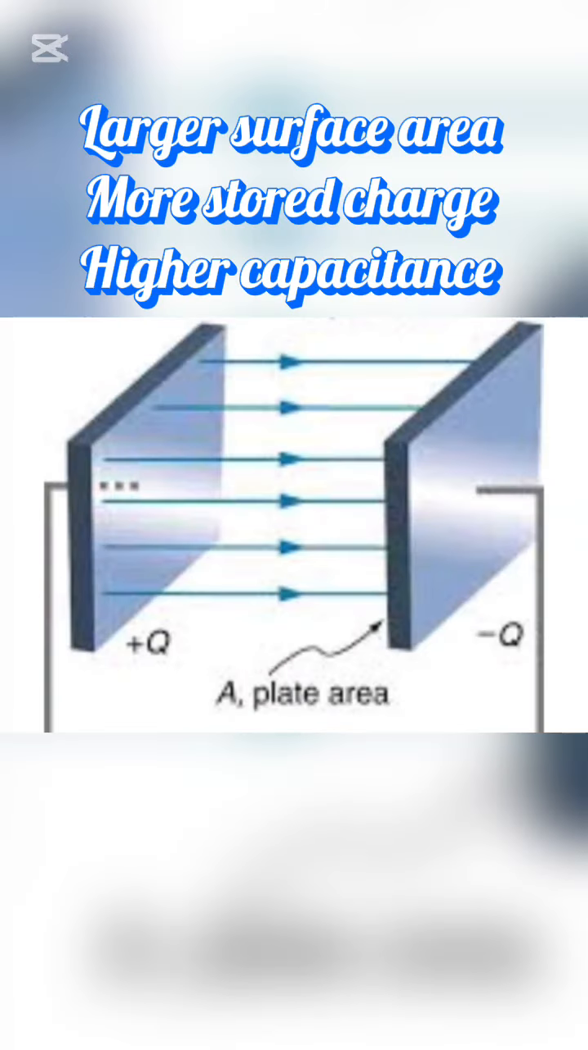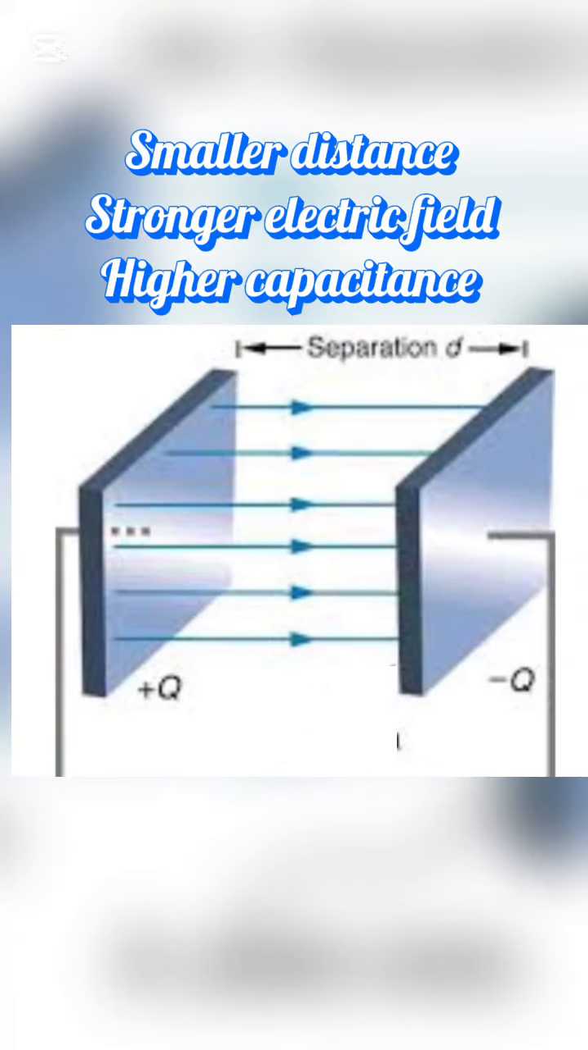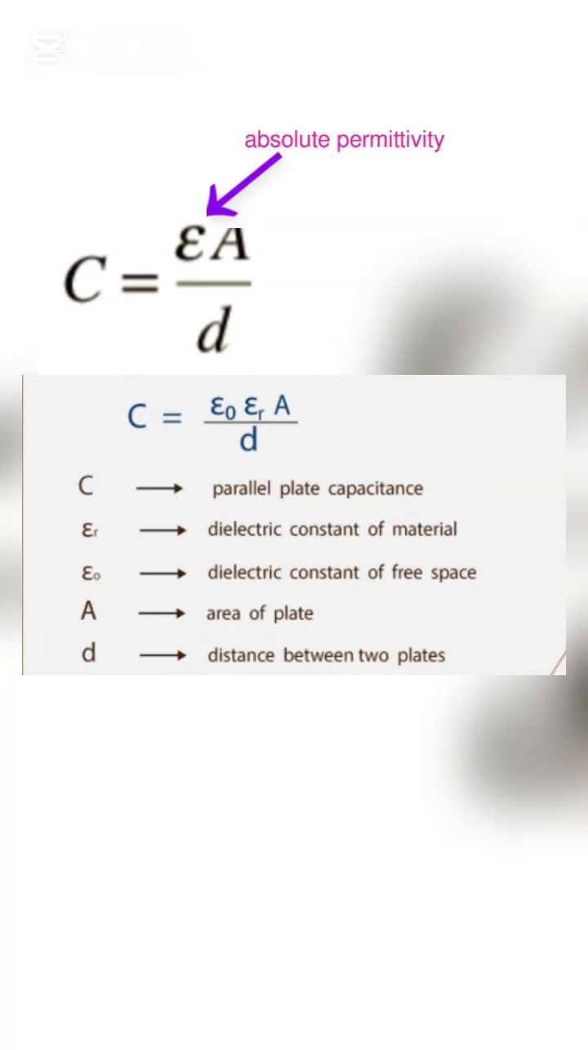2. The area of the plate, A. The larger the surface area of the plate, the more charge that can be stored. Therefore, capacitance is directly proportional to the area of the plate. 3. The distance between the plates, d. The smaller the separation between the plates, the stronger the electric field for a given voltage. Therefore, capacitance is inversely proportional to the distance between the plates. These three factors are related by the equation C = εA/d, where all the symbols have their usual meaning.